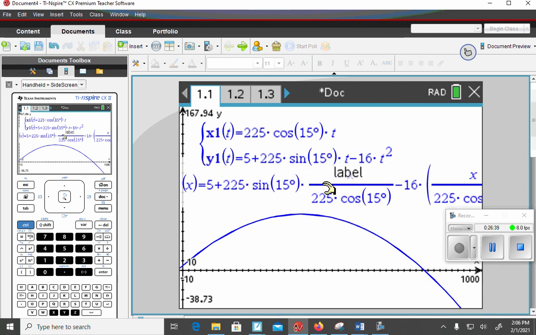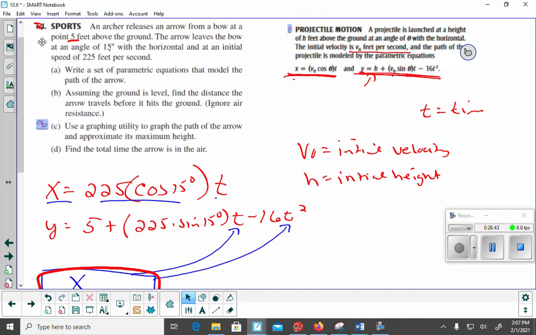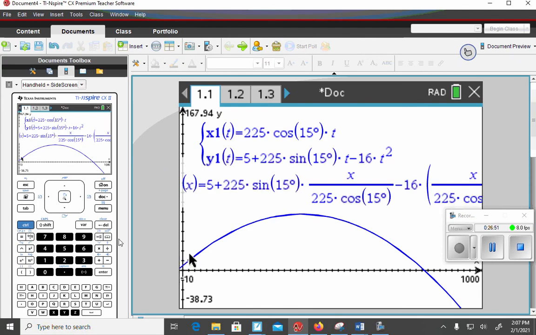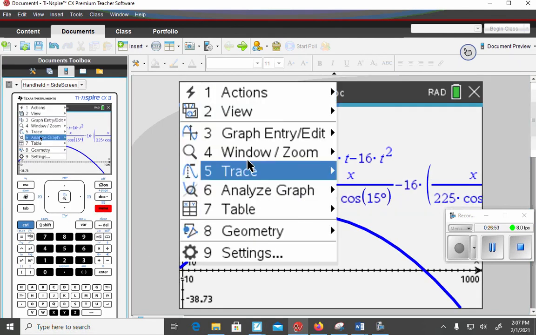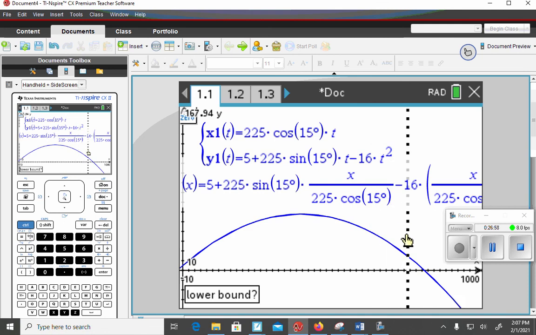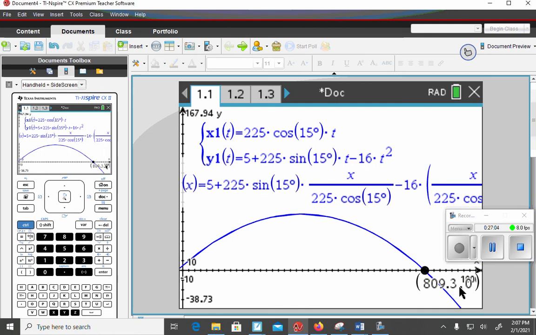But now I can answer the rest of the questions. So one question was, assuming the ground is level, find the distance the arrow travels before it hits the ground. So it wants to know when it's hitting the ground. So I'm going back to my graph. I'm going to do menu, analyze, and I want to find the zero because that's the zero height, when it's going to hit the ground. Again, this is saying lower bound, upper bound. So here at 809.3 feet, it's going to hit the ground again.